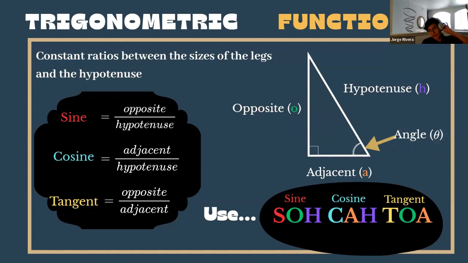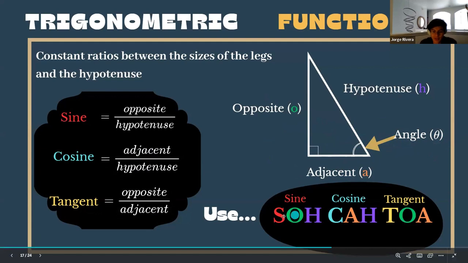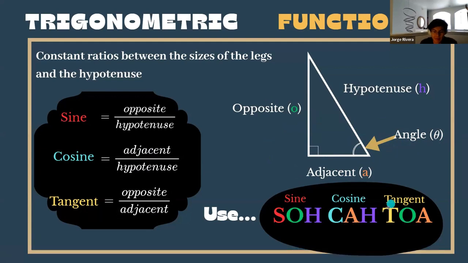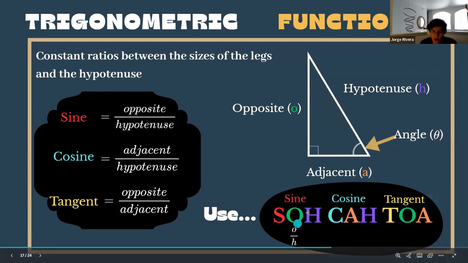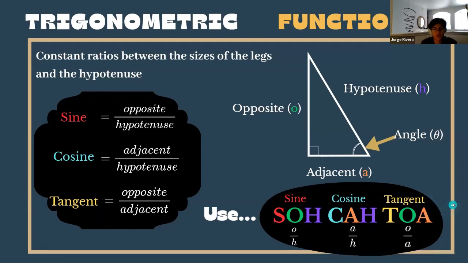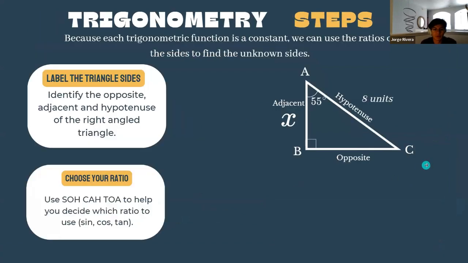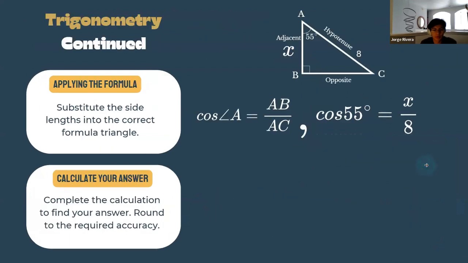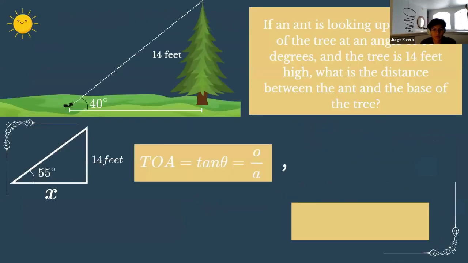In order to memorize it, you can use SOHCAHTOA. SOHCAHTOA is basically a mnemonic. SOH: sine is equal to opposite over hypotenuse. CAH: cosine is adjacent over hypotenuse. TOA: tangent is opposite over adjacent. SOHCAHTOA. All right.